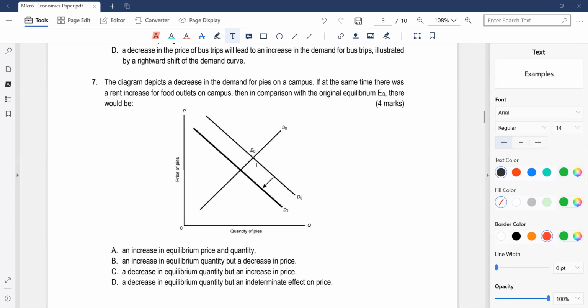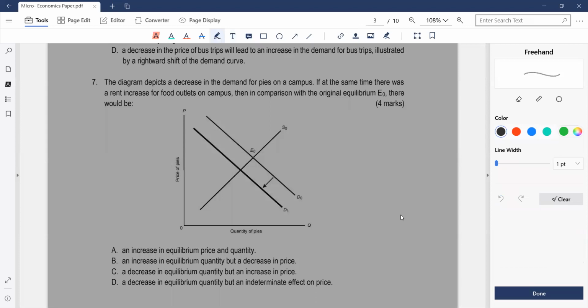So they are saying here, demand decreased. That's why the demand curve shifted from D0 to D1. If at the same time, the people that are selling the pies at the campus, they've got their rents increased, what will happen? A lot of those small outlets, they are going to close shops. If they close shops, that means the supply is going to shift to the left. There will be a decrease in supply, not quantity supplied. That means the supply curve will shift from S0 to S1. It will shift to the left.